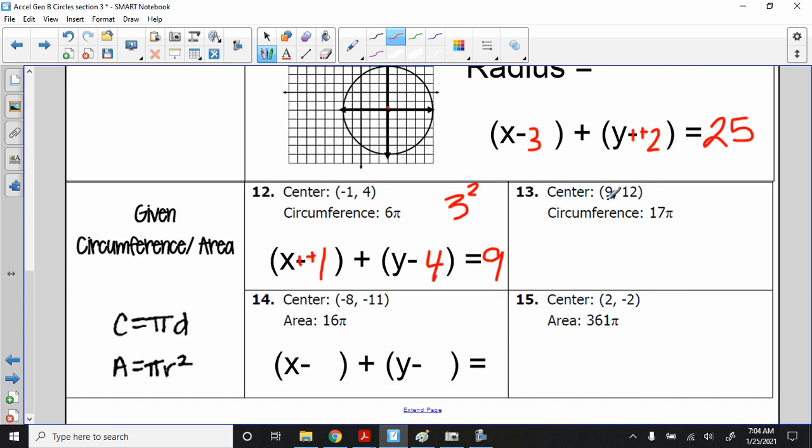All right, so this would be a -9 behind the x, a -12 behind the y. So it'd be x minus 9 plus y minus 12 equals. Take half of 17, divide that by 2, 8.5 squared. 8.5 squared, and you get 72.25 here.